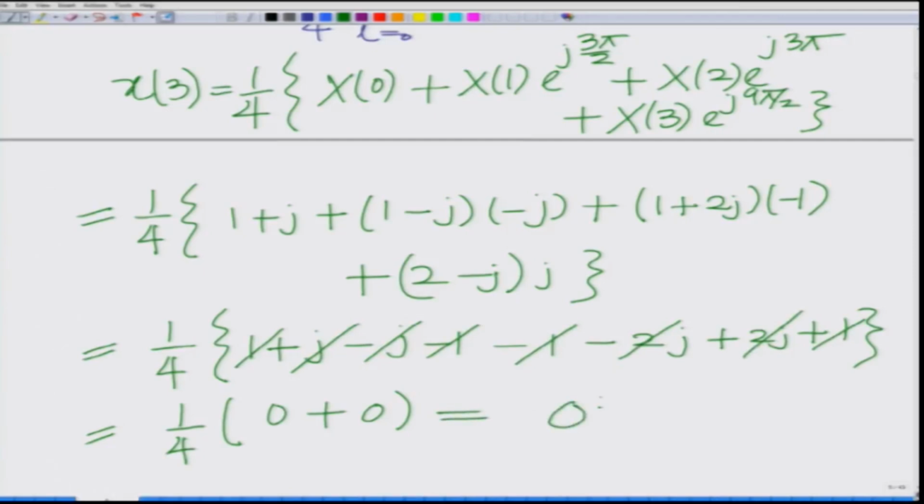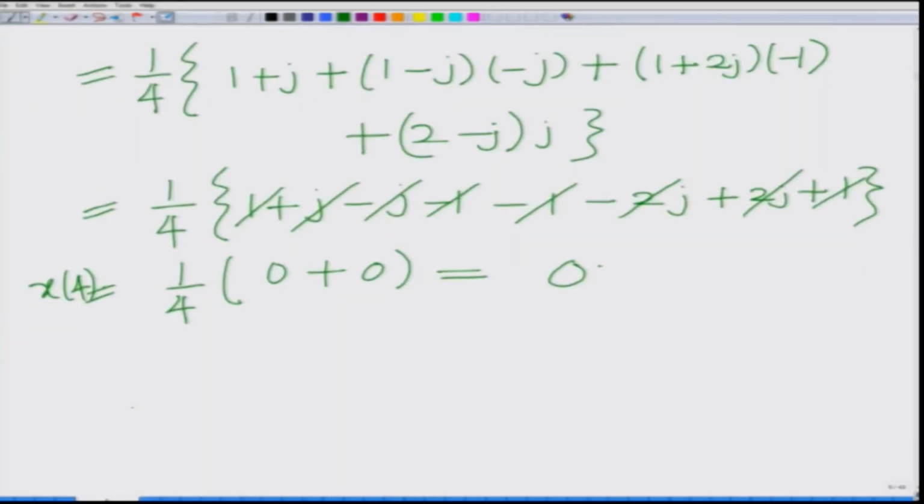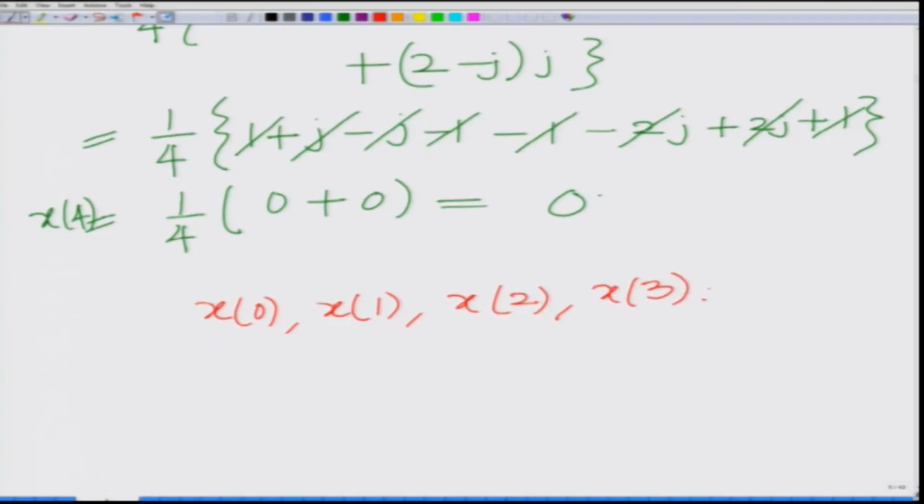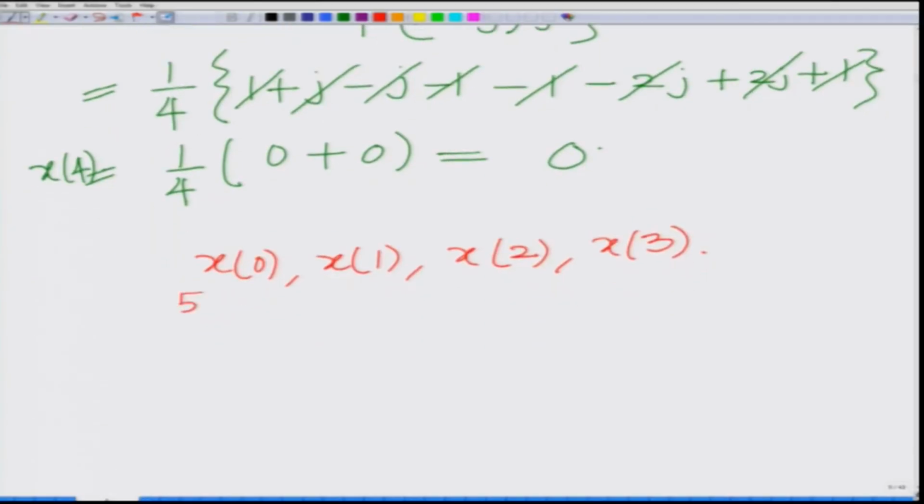So, what you have is 0, and this is basically your x of 4. Let me summarize what you have. You have the transmitted samples in the time domain, given as x0, x1, x2, x3. Let me write down the values that we have computed: 5/4 + 1/4 j, -1/2 j, -1/4 + 5/4 j, 0, this is x3.